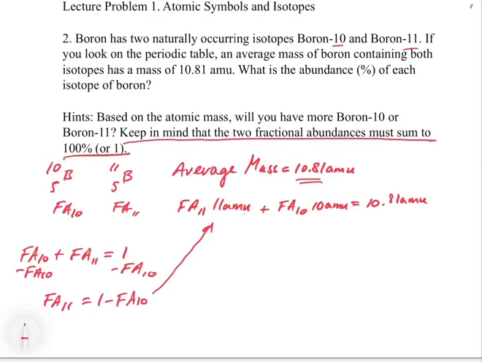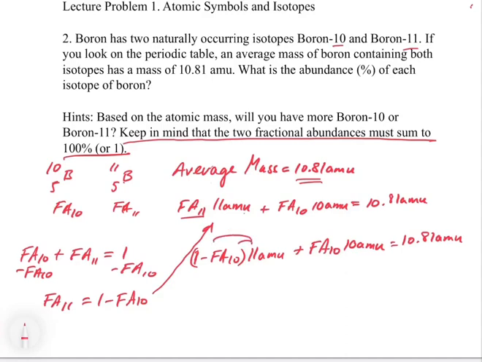So I can plug into this equation that the fractional abundance of 11 is 1 minus the fractional abundance of 10. I plug that in for the fractional abundance of 11 because we solved and said that this variable is equal to those two variables. So this is going to be times 11 AMUs, and then plus the fractional abundance of 10 times 10 AMUs. And now we have an equation that only has one variable in it, and so this just becomes a simple algebra problem.